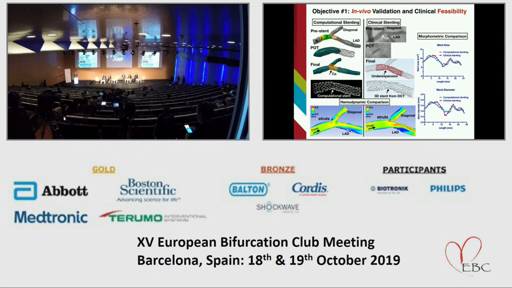It's a very fascinating big data program. I'm sure it will provide very useful data. But in the meantime, there are some differences in approaches, whether you are using the same technique, inter-operator differences in executing, performing TAP, for example, or DK crush or whatever. So how can you manage that?